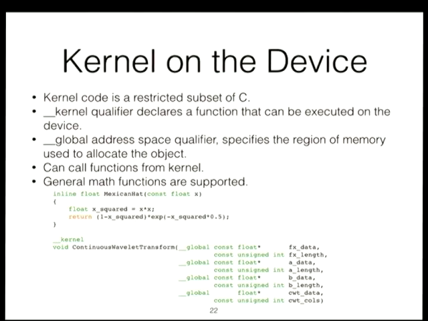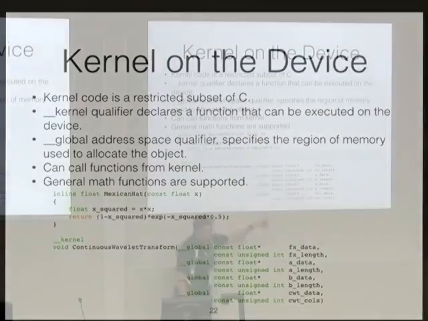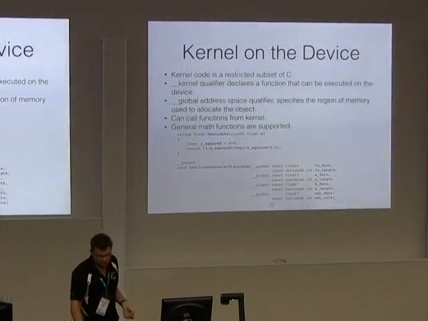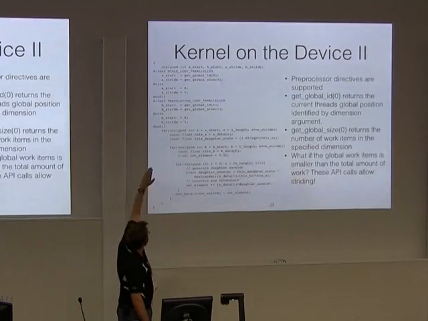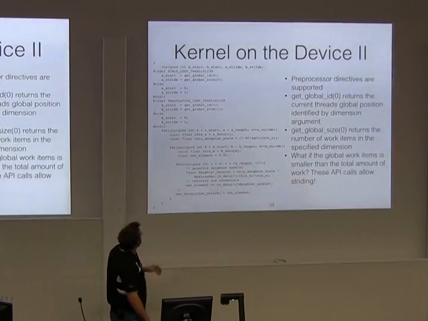We can call functions from the kernel, and general math functions are supported. So you can see I can still inline my Mexican hat function, and I pass anything that's an array. All these are stored globally on the device. These are vectors, and this is basically a matrix, the output value. And this is the computational region. Again, this is all exactly the same as for the for loops.